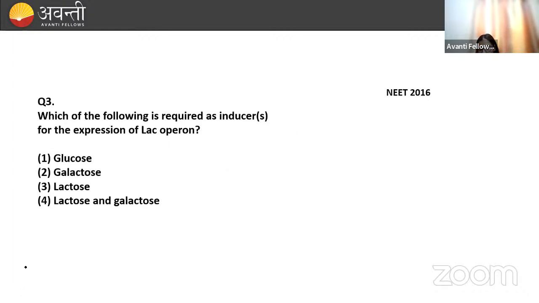Moving next: which of the following is required as inducer for the expression of lac operon? Option 1 is glucose, option 2 is galactose, option 3 is lactose, option 4 is lactose and galactose. Yes, very good. It is lactose. Lactose will act as an inducer.